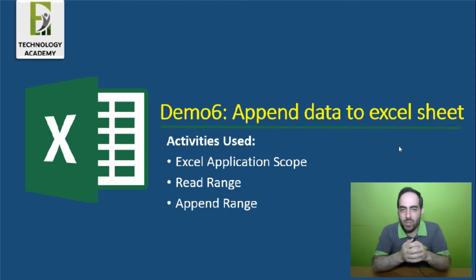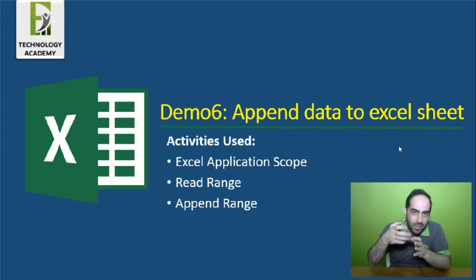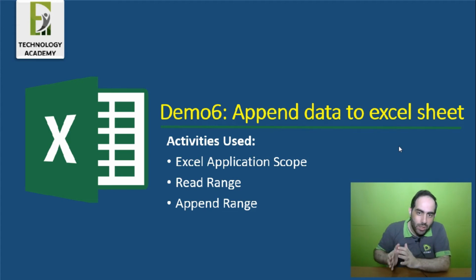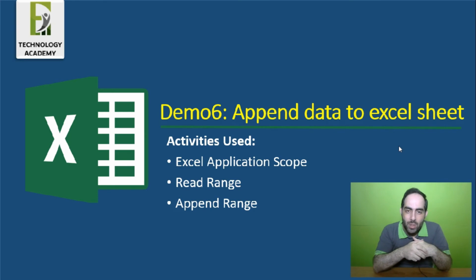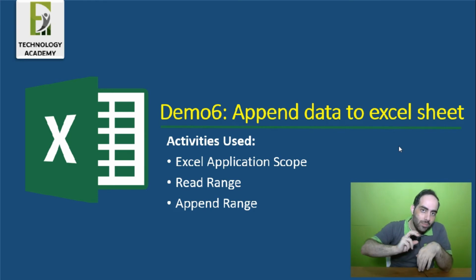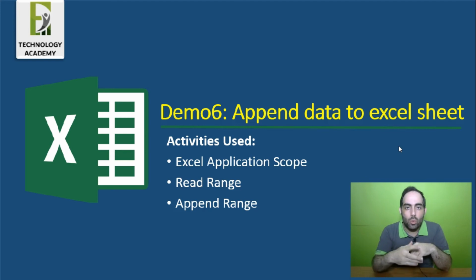So to do this demonstration, we need to use three activities, which are Excel application scope, read range, and append range. Excel application scope provides the file path, and after that we need to read the range. We use the read range activity to copy data from a certain Excel sheet, and we need to add it into another sheet. So first we read it from the source Excel sheet, and we will use append range to append the data to the second Excel sheet without overwriting the previous and historical data.